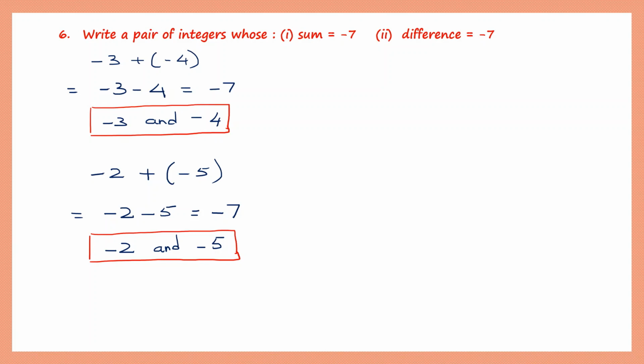So now we have a pair of integers whose sum is minus 7. Isn't it? When you add up minus 3, minus 4, you get minus 7. When you add up minus 2 and minus 5, you get minus 7. Now we have to think of a pair of integers whose difference is minus 7. That is, when you subtract, you have to get minus 7. Now let's look at the numbers 3 and 4 itself. Okay, let's make one positive and one negative, and let's see whether we get the same thing.